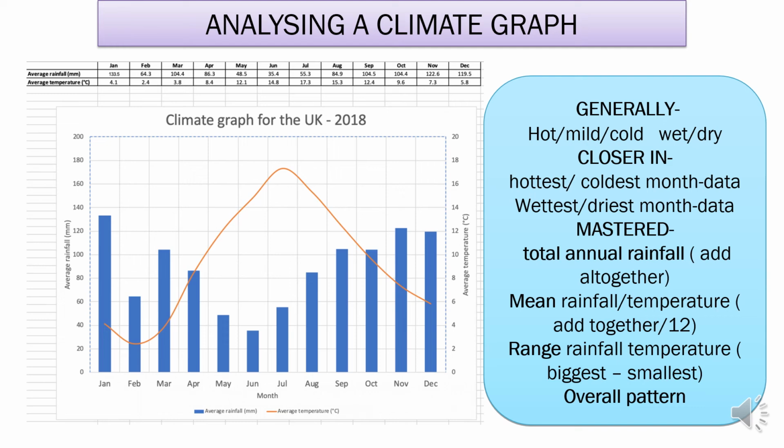The final thing that you could do is provide the overall pattern. This might not be the case in some climate graphs, but in this one here definitely you can see that the hottest months have the less rain.